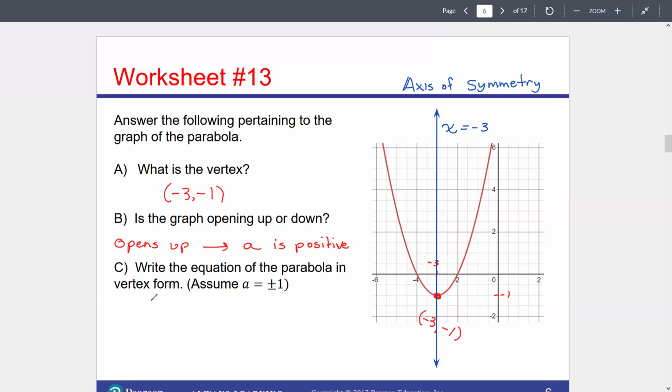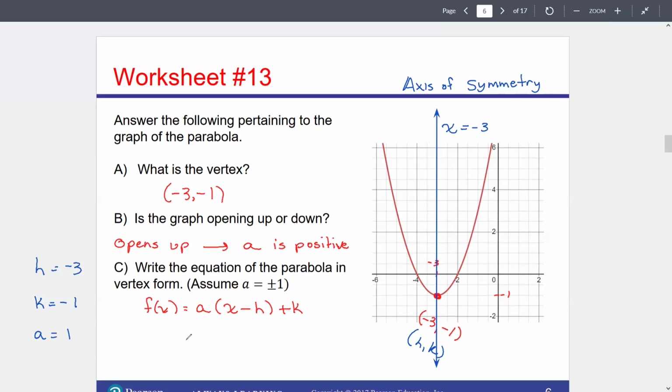So vertex form looks like f of x is equal to a times (x minus h) squared plus k. Just as a reminder here, your point here, that is your h, k. So what we have here is that if that was my point, h is going to be -3, k is going to be -1. Because it opens up, A has a choice of being a +1 or a -1. A will have to be a +1.